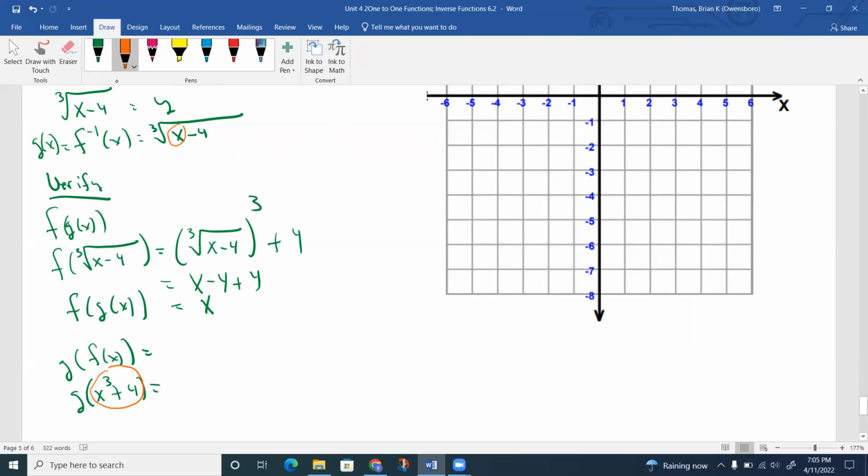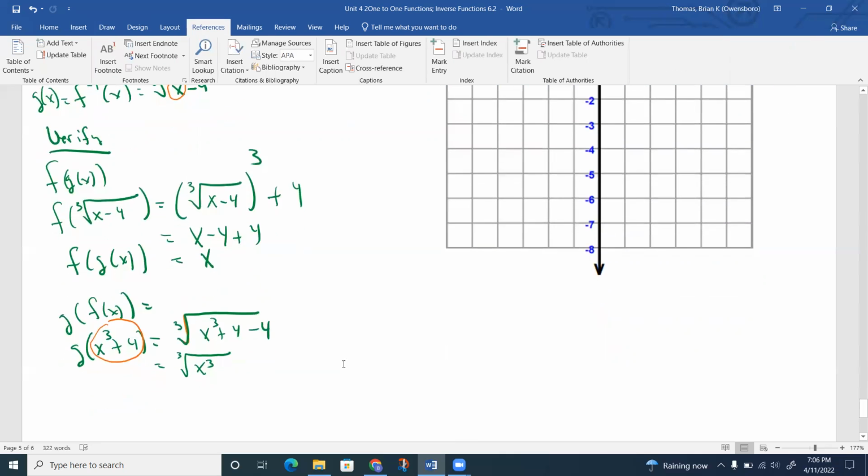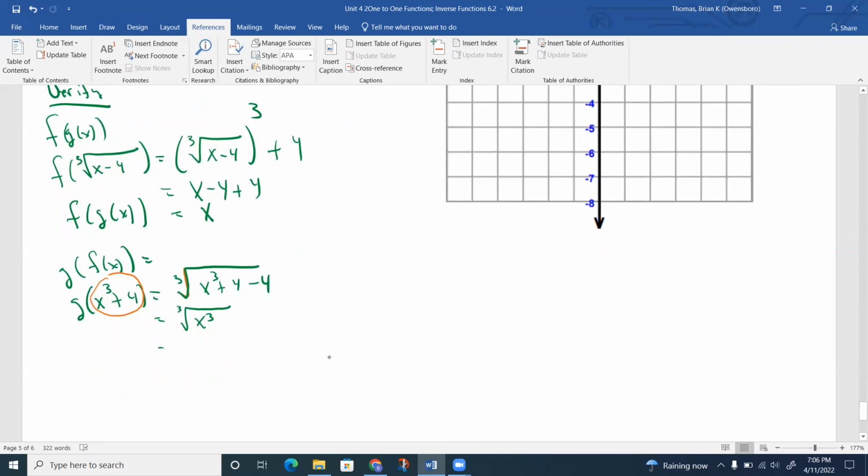So this is going to be the cube root of, and we're going to replace x with x cubed plus 4. And I have that minus 4 still to deal with. So the plus 4 and the minus 4 will zero out. This gives me the cube root of x cubed. And since those are inverses of each other, this does give me x. So g of f of x does indeed equal x.